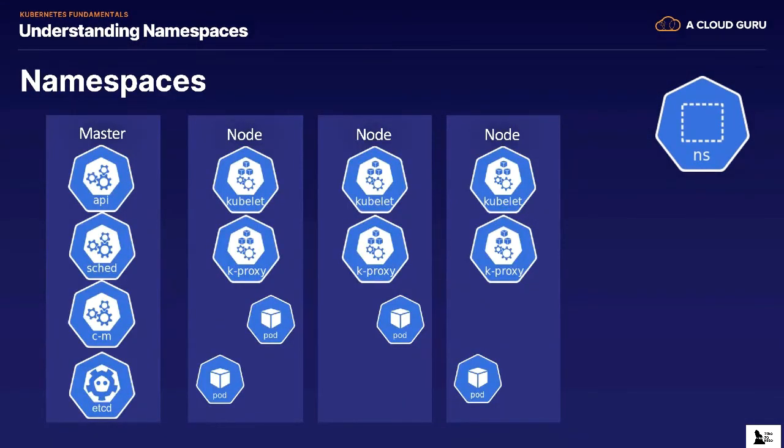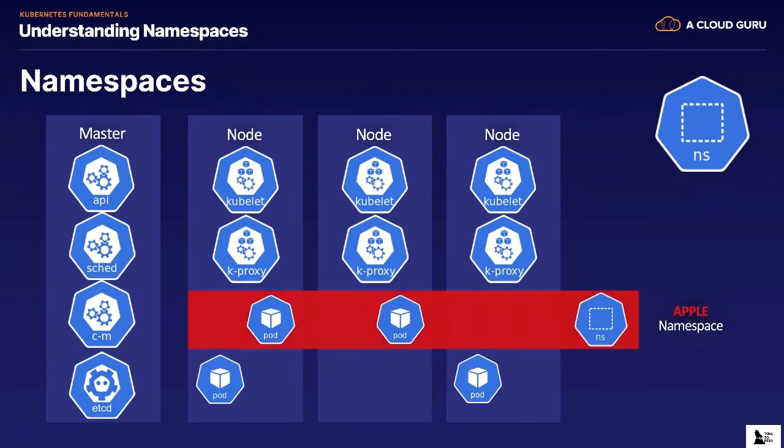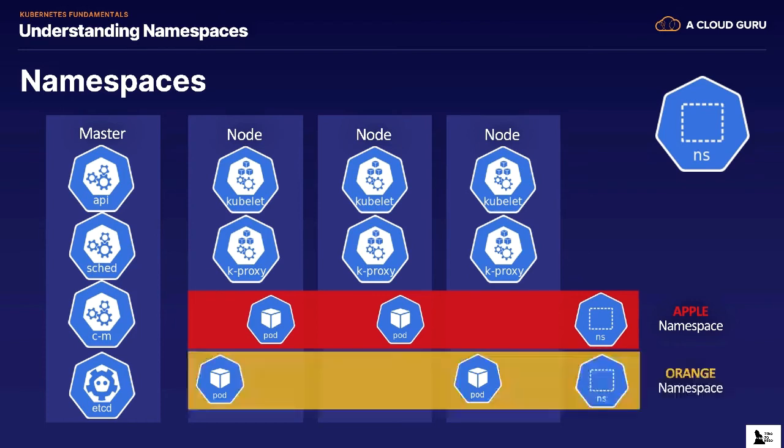For example, let's take a look here at our namespaces diagram. Here we've got 3 nodes, and they're running a number of pods. In this example, we have one namespace called the Apple namespace, and these 2 pods are in that namespace. Then we've got another namespace called the Orange namespace. And again, 2 pods are in that namespace. Now, namespaces can contain other types of Kubernetes objects besides just pods, but we're just using pods in this example.